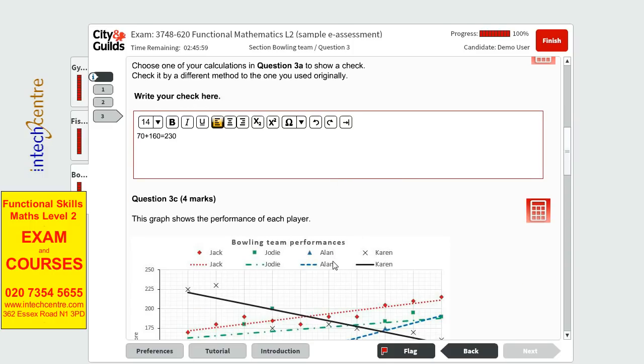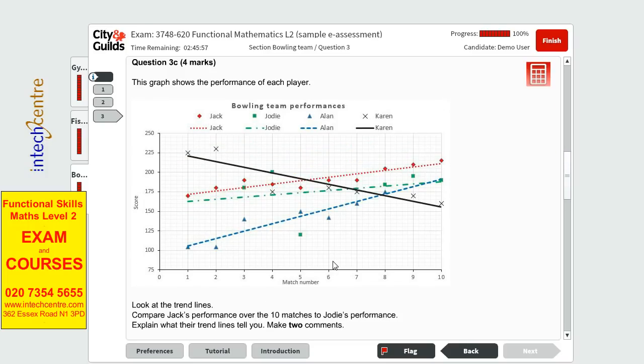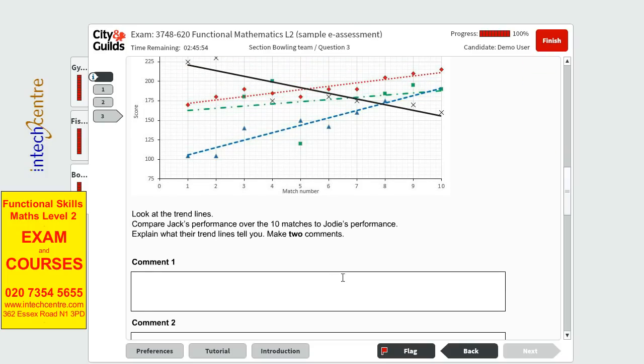Control V. This graph shows the performance of each player. This is question 3C. It has 4 marks. We have to look at the trend lines and compare Jack's performance over the 10 matches with Jodie's performance and explain what the trend lines tell us. We have to make 2 comments. So we can say for the first comment that Jack's scores are more consistent than the other 3.